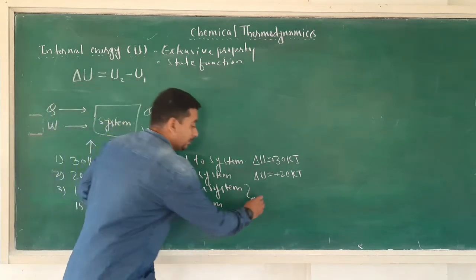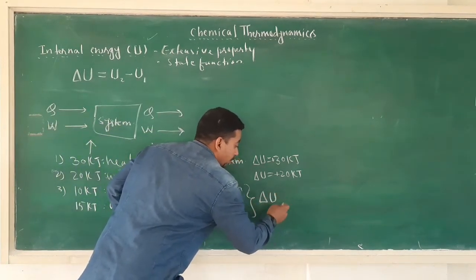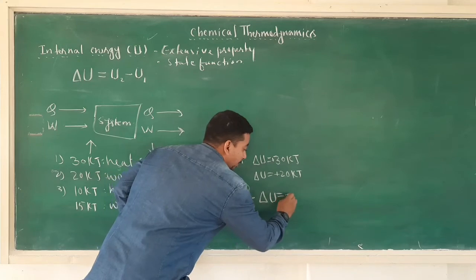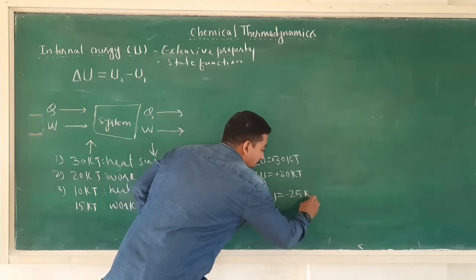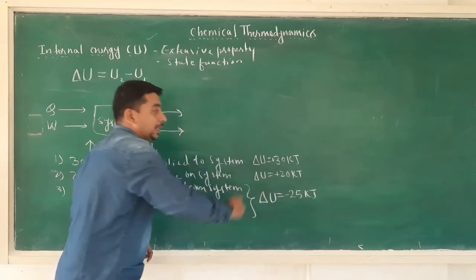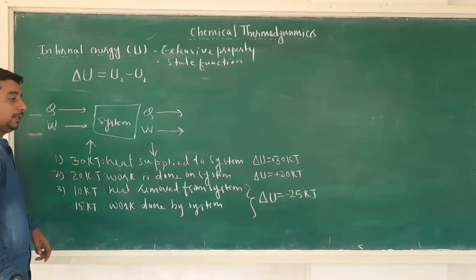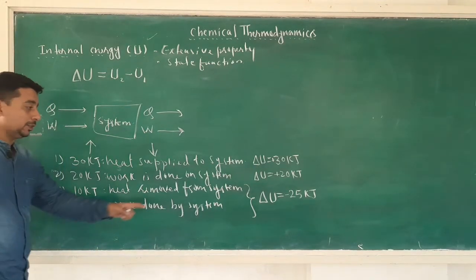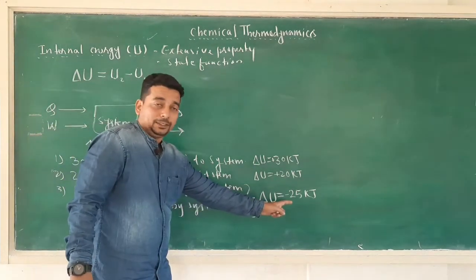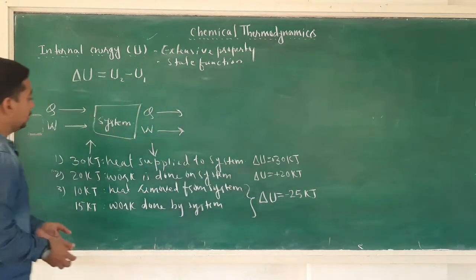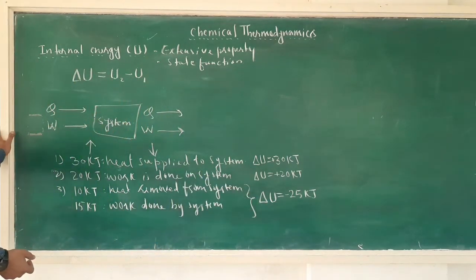So I will write as delta U is equal to minus 25 kilojoule, because this much amount of energy is taken out from the internal energy of the system. Therefore, internal energy of the system will be having now a negative sign. So this was about the internal energy of the system.